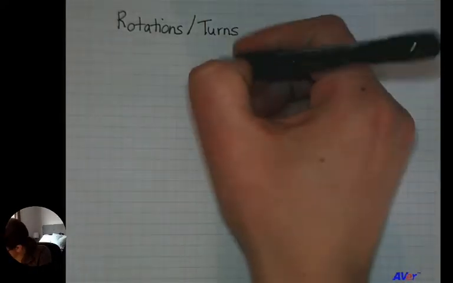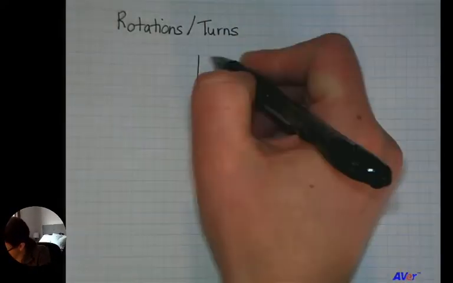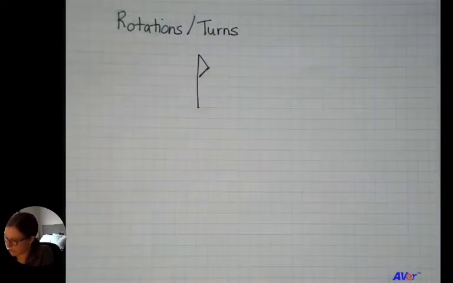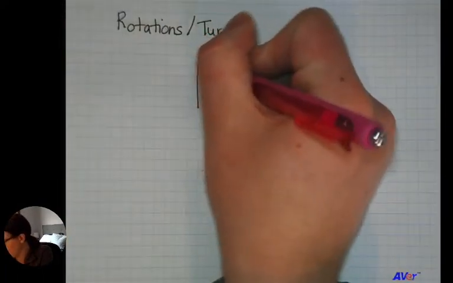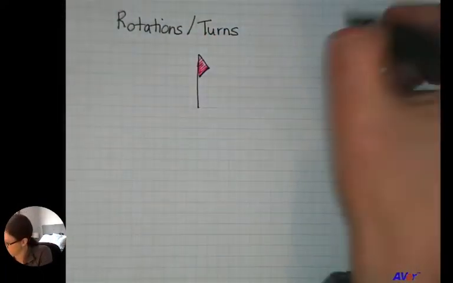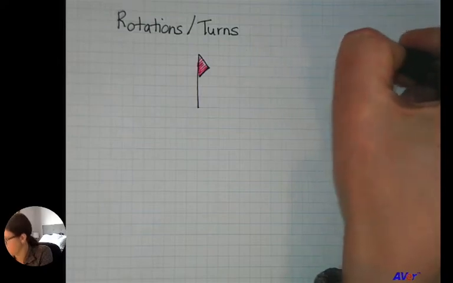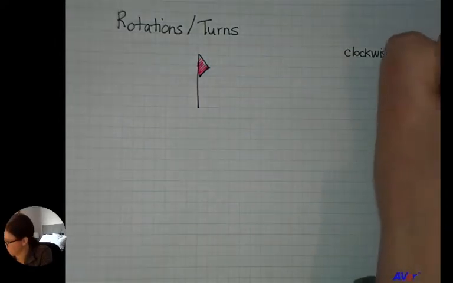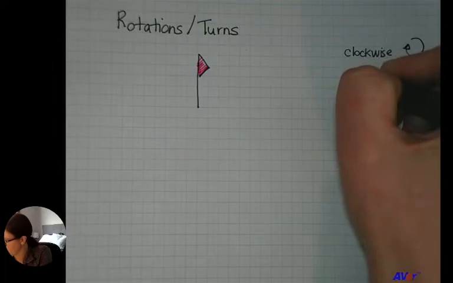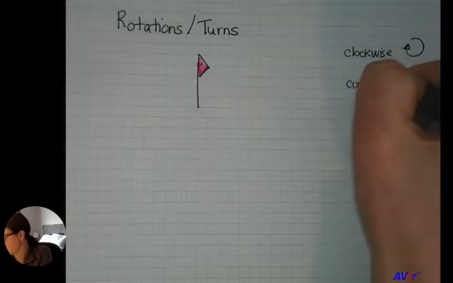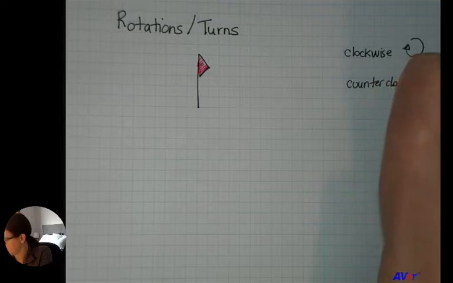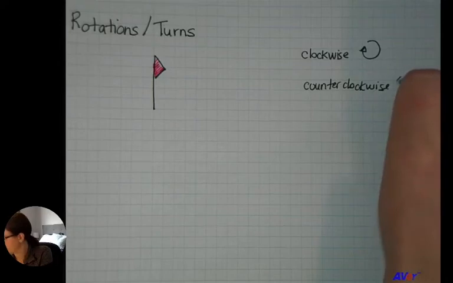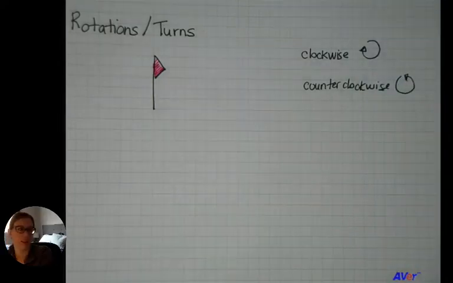So here we go. Let's start with the flag because I think this is the easiest idea to see. Here is my flag, and we're going to practice doing some turns on my flag. When we're doing turns, we can turn two ways. We can go clockwise, which is a fancy way of saying that we're going to turn to the right, like an analog clock. Or we can do counterclockwise, which is a fancy way of saying that we're going to turn to the left, so it goes the backwards way of a clock, and hence the counter.